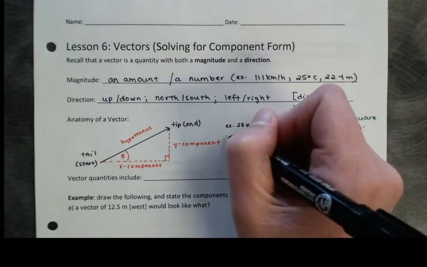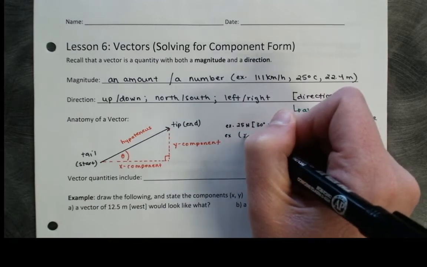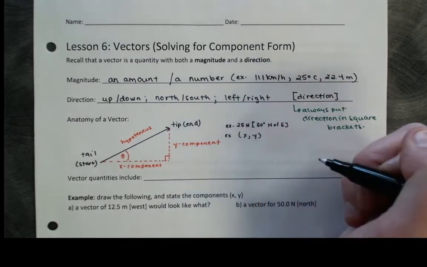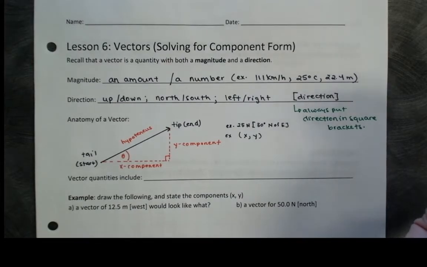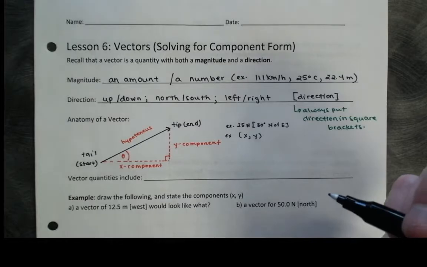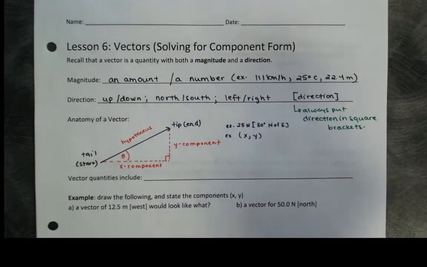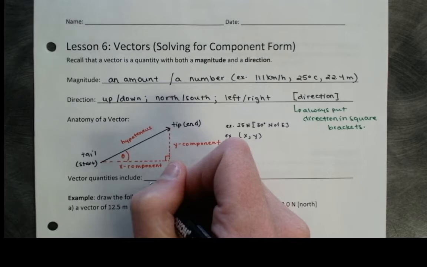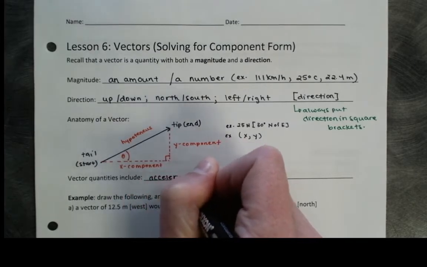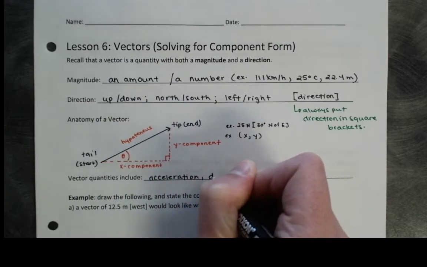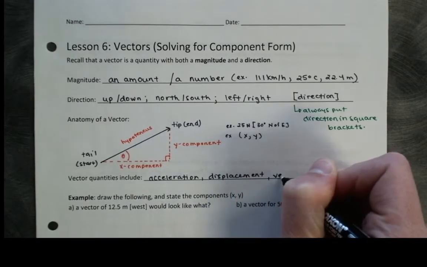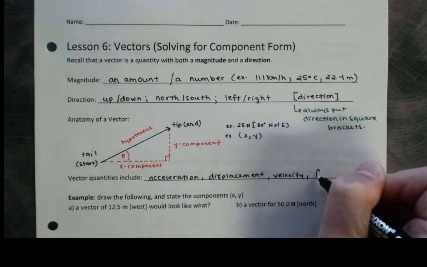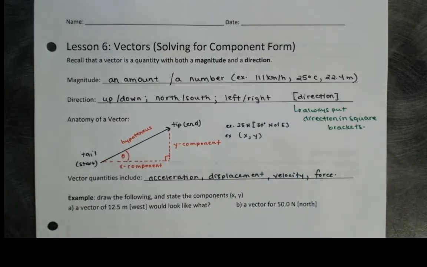We could also describe the vector in terms of its x and y components, where we would say whatever the x component is, whatever the y component is. So there's a few different ways we can describe vectors, and it's going to be important for us to know how to do all of these different versions. Okay, so very quickly, vector quantities include acceleration. We also have displacement. We talked about velocity, and of course, this whole unit is about force. Those are all vector quantities, okay?